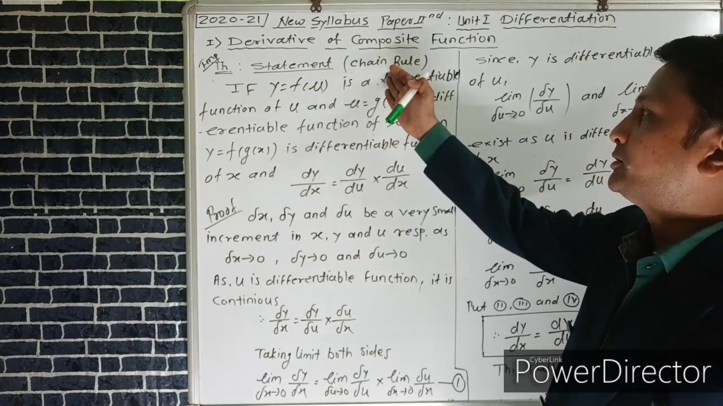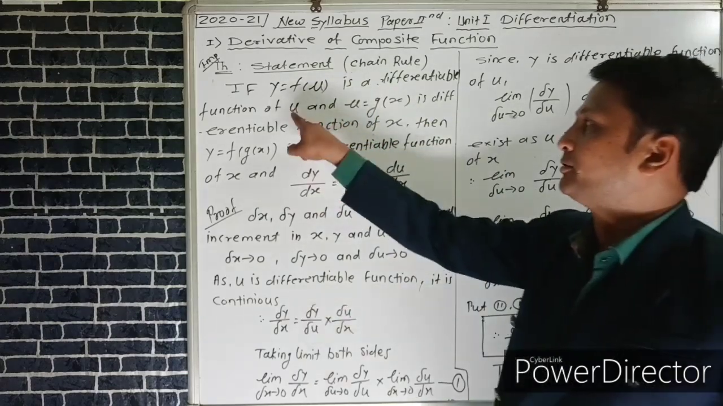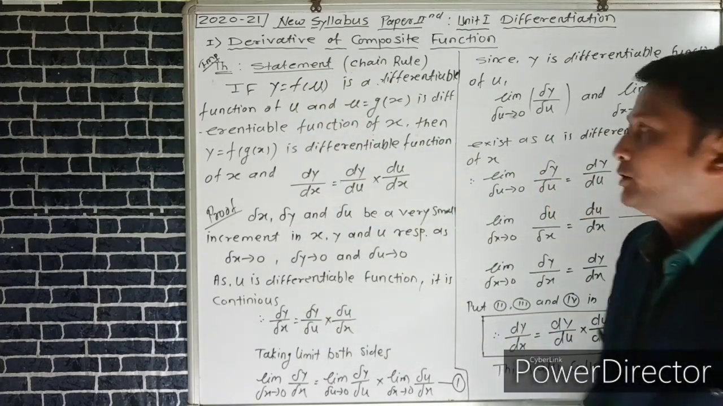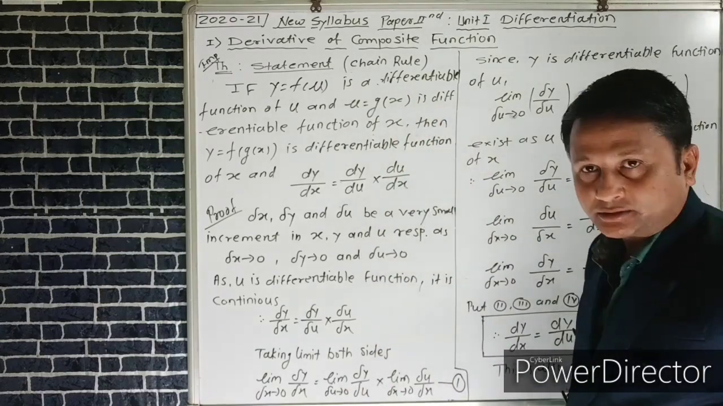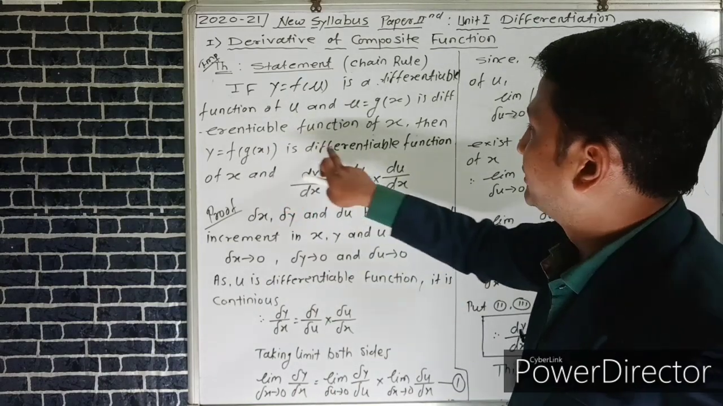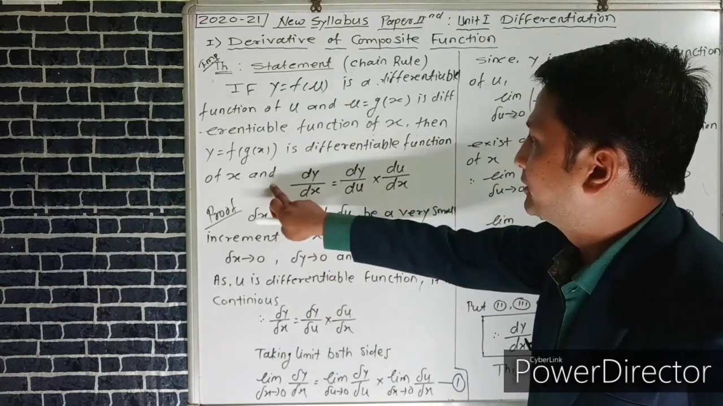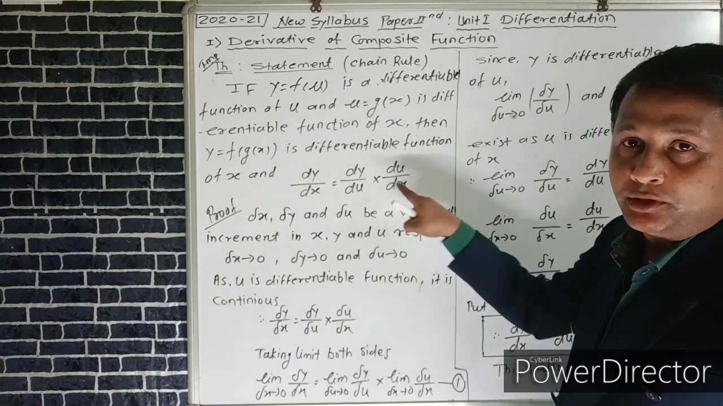The chain rule is: if y is equal to f of u is a differentiable function of u and u is equal to g of x is a differentiable function of x, then y is equal to f of g of x is a differentiable function of x and dy by dx is equal to dy by du into du by dx.